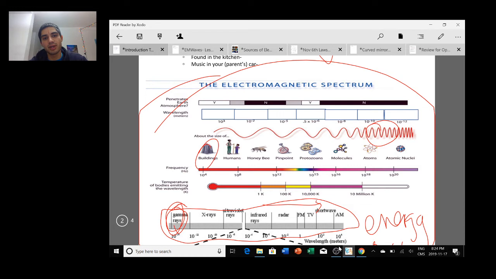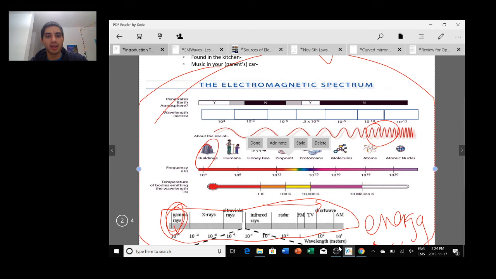Radio waves have a long wavelength and a low frequency. Gamma rays over here have a short wavelength, like 10 raised to negative 12 meters, and they have a high frequency, 10 to the power 20 hertz.